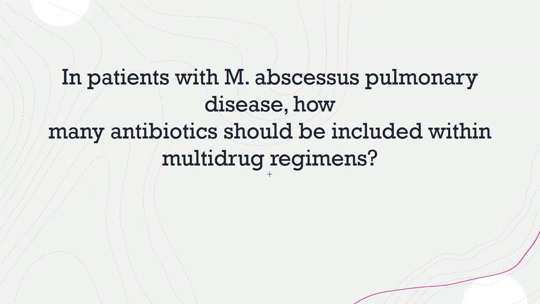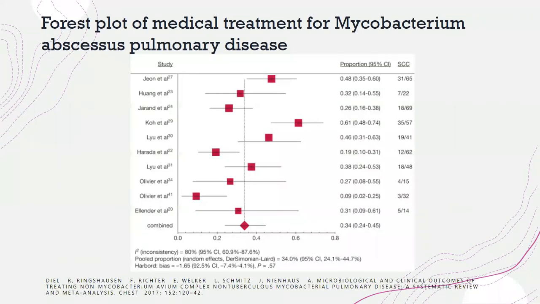So on that topic, how many antibiotics do you want to include in your regimen for Mycobacterium abscessus pulmonary disease? This is basically a systematic review that looked at many different case series and their treatments for Mycobacterium abscessus. The thing I wanted to highlight here is, number one, there's a very poor pooled sputum culture conversion rate of about 0.34, so 34%. So very poor response to antibiotics.